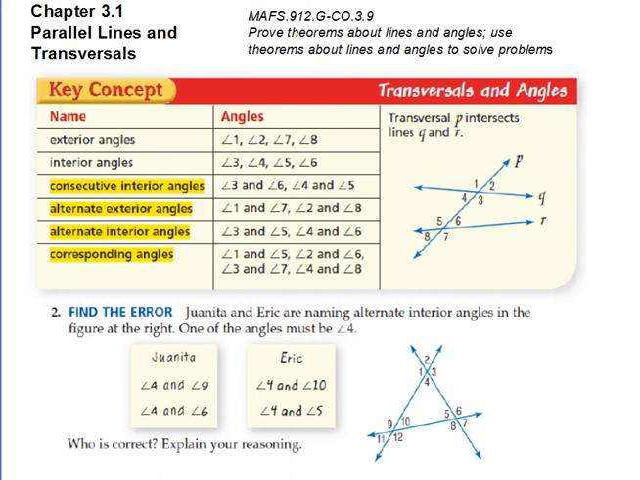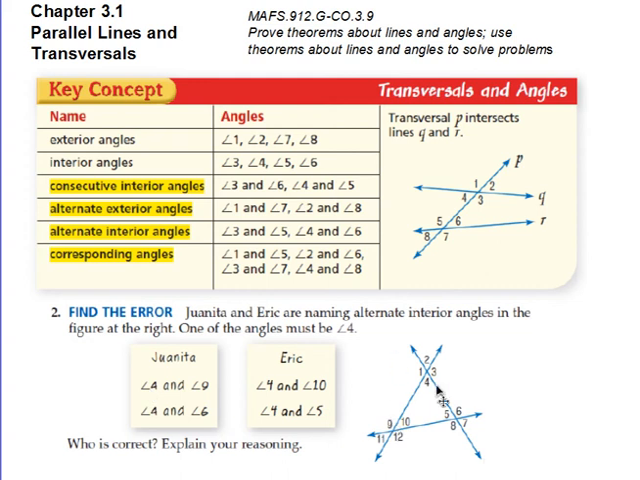Alright, let's look at this. I like this one. They just want to know which one got it right. They are naming the alternate interior angles in the figure at the right. One of the angles must be angle 4. So Juanita says 4 with 9. 4 with 9, that is correct.